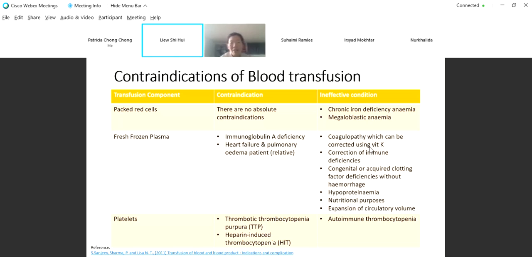Okay, megaloblastic anemia is caused by what? Cobalamin and also folate deficiency. Okay.